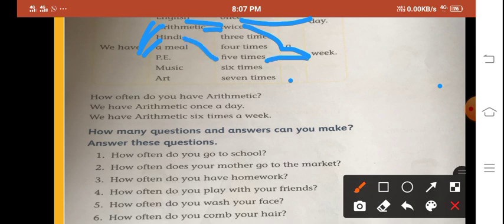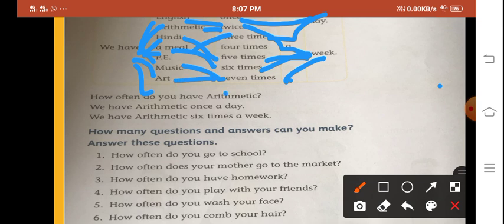You can join the sentences only. We have a meal. How many times do you eat a meal? So we have a meal 3 times a day. Similarly, we have PE, that means physical education, 6 times a week. We have music 7 times a week. We have art 7 times a week. Okay. So how often do you have arithmetic? We have arithmetic twice a week. We have arithmetic once a day. We have arithmetic 6 times a week.